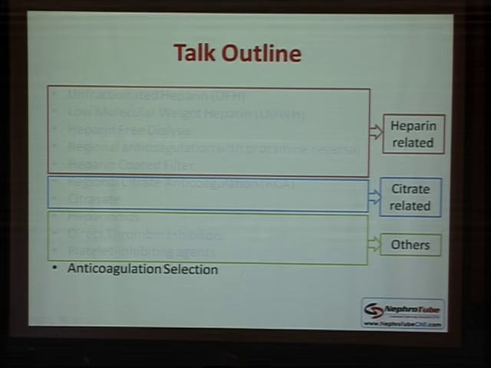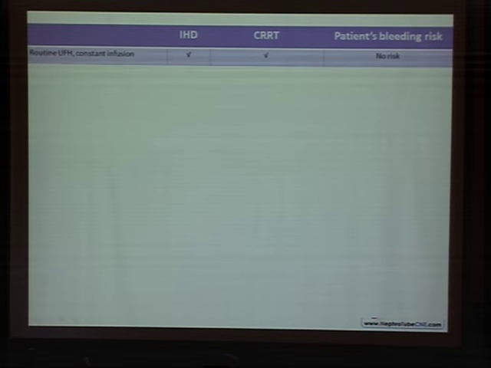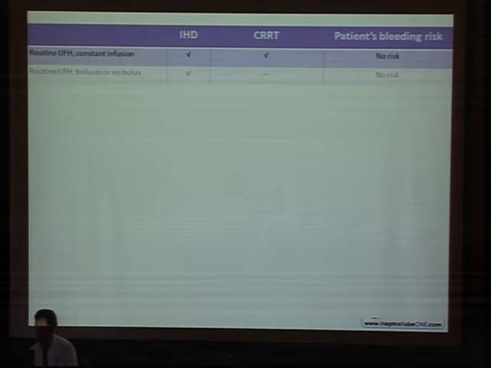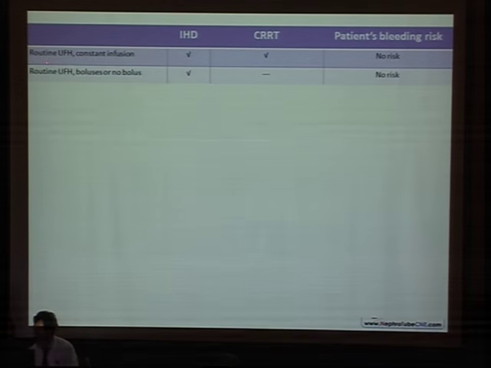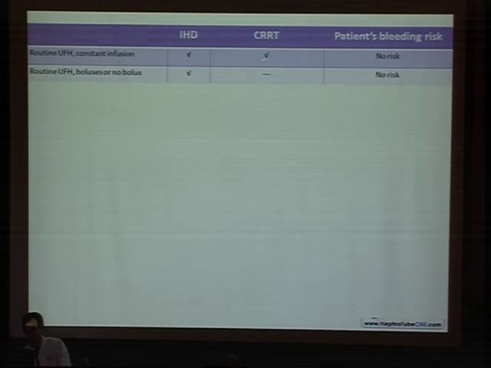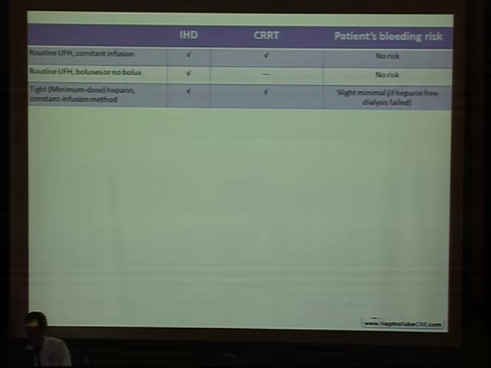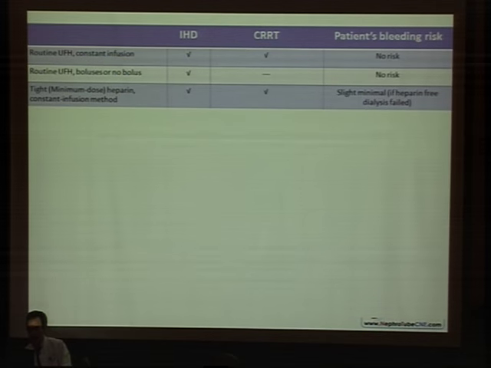To collect my thoughts on anticoagulation selection: the first we talked about is routine unfractionated heparin with constant infusion, which can be used in intermittent hemodialysis and CRRT, but the patient must have no bleeding risk. Routine unfractionated heparin followed by boluses or no boluses can be used for intermittent hemodialysis and CRRT. It is important that the patient's bleeding risk is zero. Tight minimum-dose heparin with constant infusion can be used for intermittent hemodialysis and CRRT. The patient's bleeding risk must be slight at most.